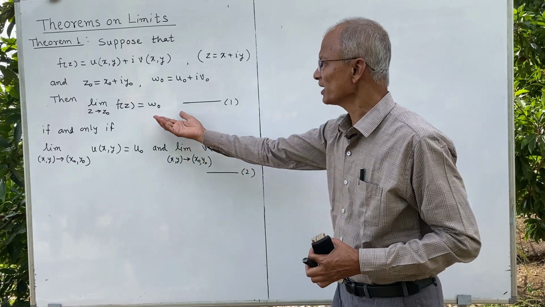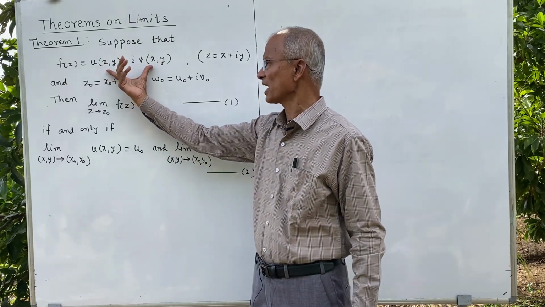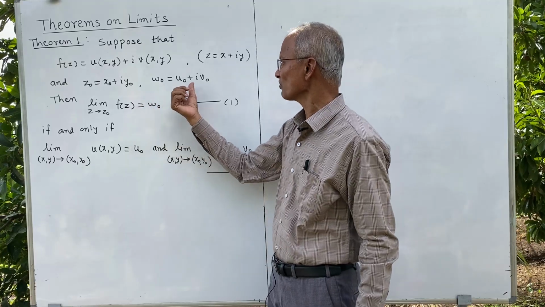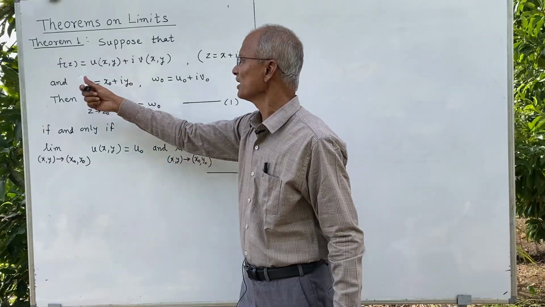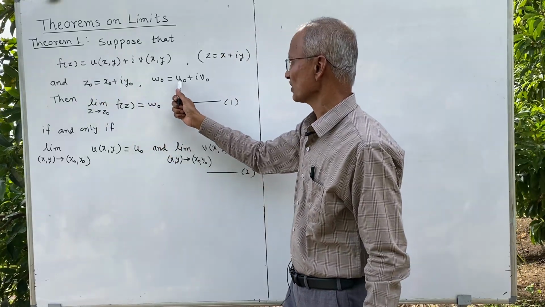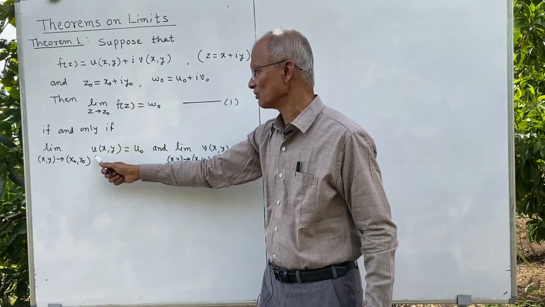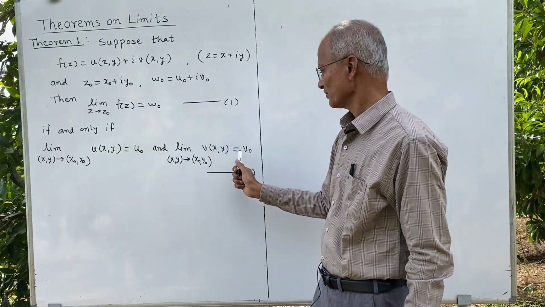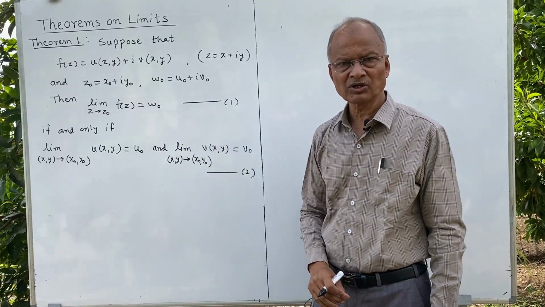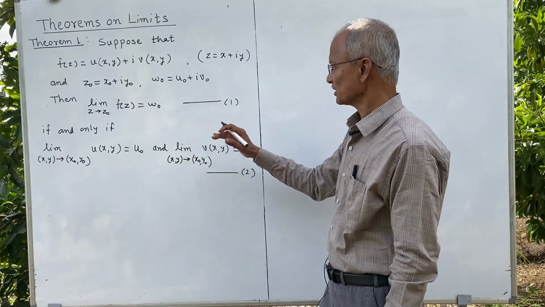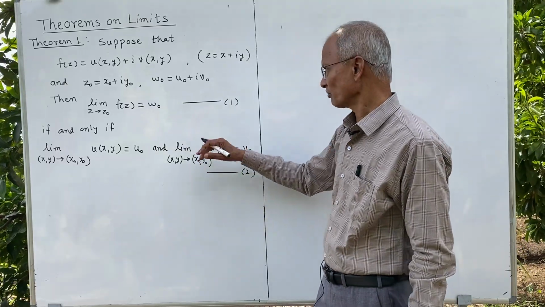Actually this statement says the limit of f of z, that is the limit of this function u plus i v, is equal to w naught, meaning u naught plus i v naught. Therefore the theorem states that when the limit of f of z is u naught plus i v naught, then the limit of u is u naught and the limit of v is v naught. Because there are two conditions, we shall prove the theorem in two parts. That means statement 1 implies statement 2, and the converse part will be statement 2 implies statement 1.